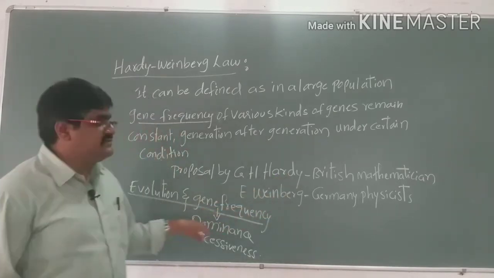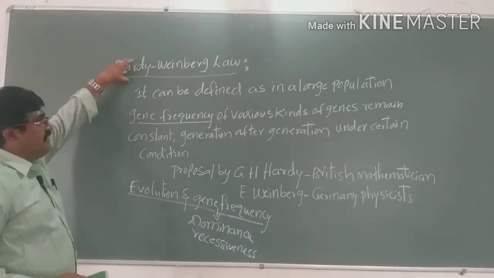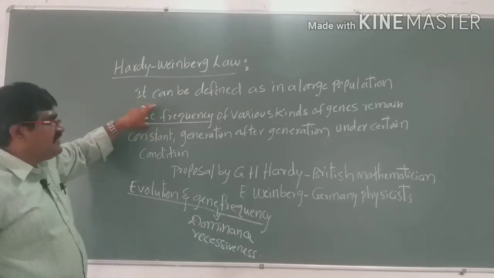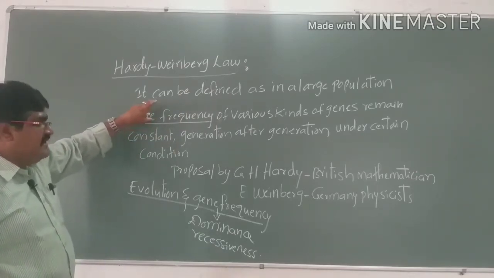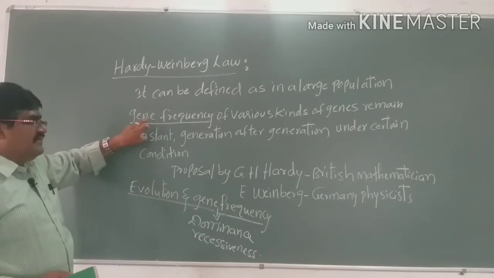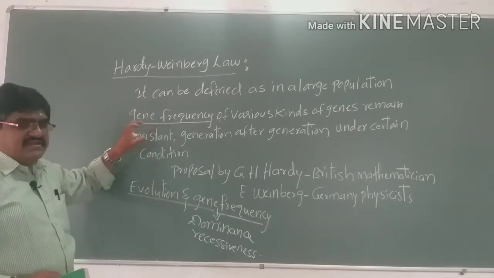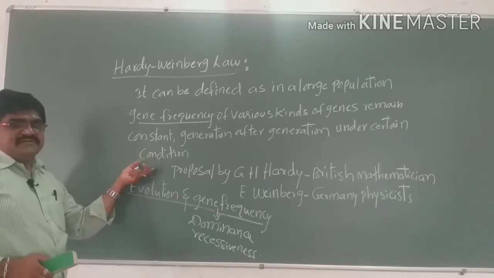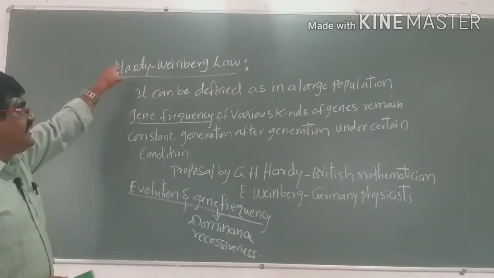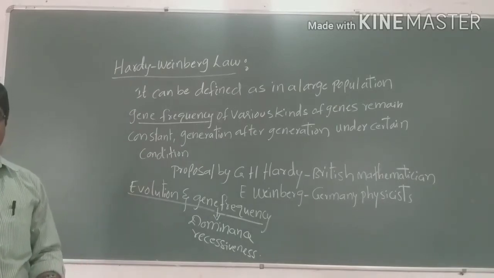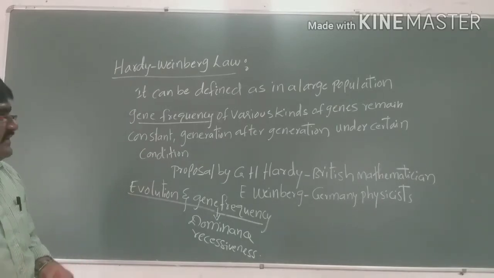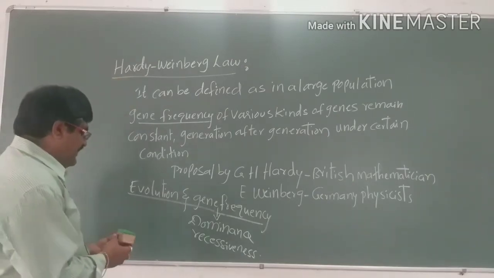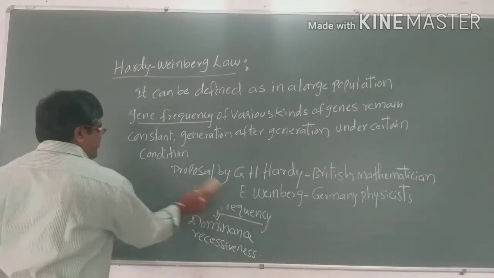So they proposed the law called the Hardy-Weinberg Law, which can be defined as: in a large population, the gene frequency of various kinds of genes will remain constant from generation to generation under certain conditions. This process we call the Hardy-Weinberg principle. Now we will discuss the factors that affect the Hardy-Weinberg equilibrium.